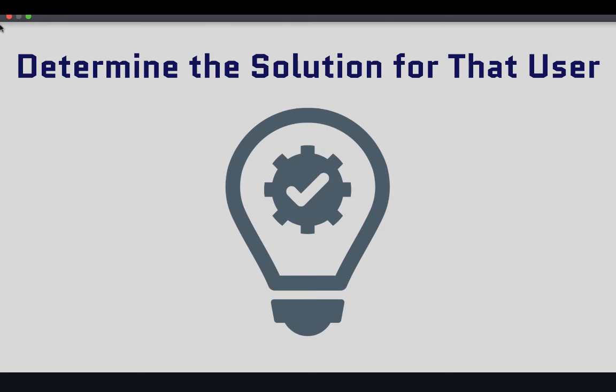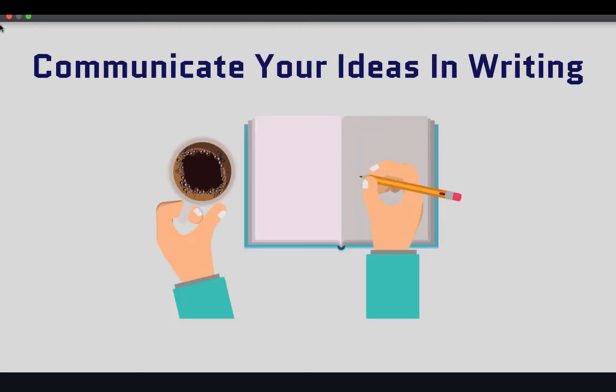Then we're going to determine what the solution is. We're going to explain in words and writing what the solution is. Then we're going to communicate those ideas and write them down. That's the initial process, scoping and understanding the concept of your own idea. I'm going to ask you very specific questions, and we're going to iterate on the ideas that you come up with.